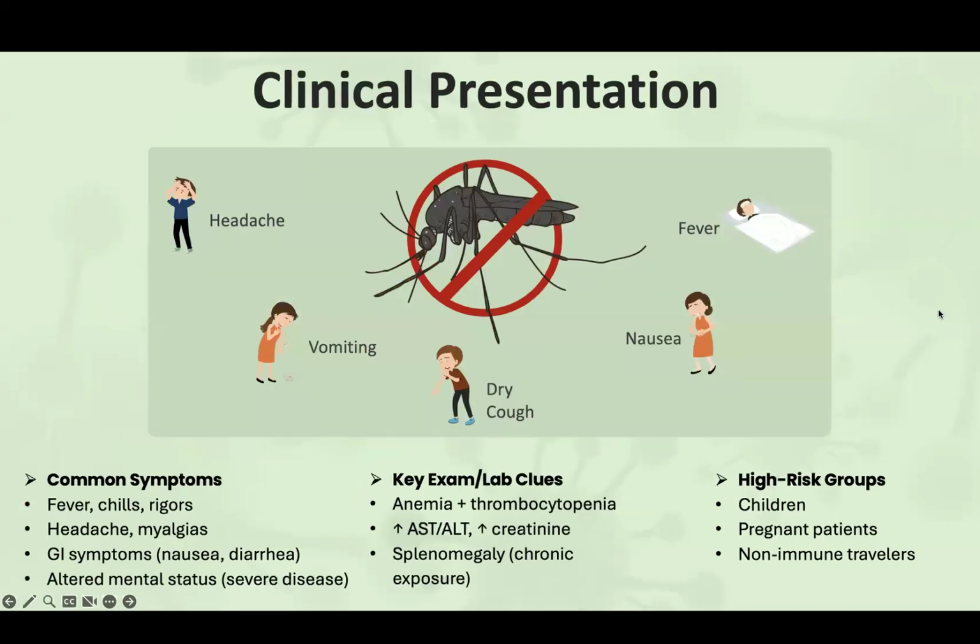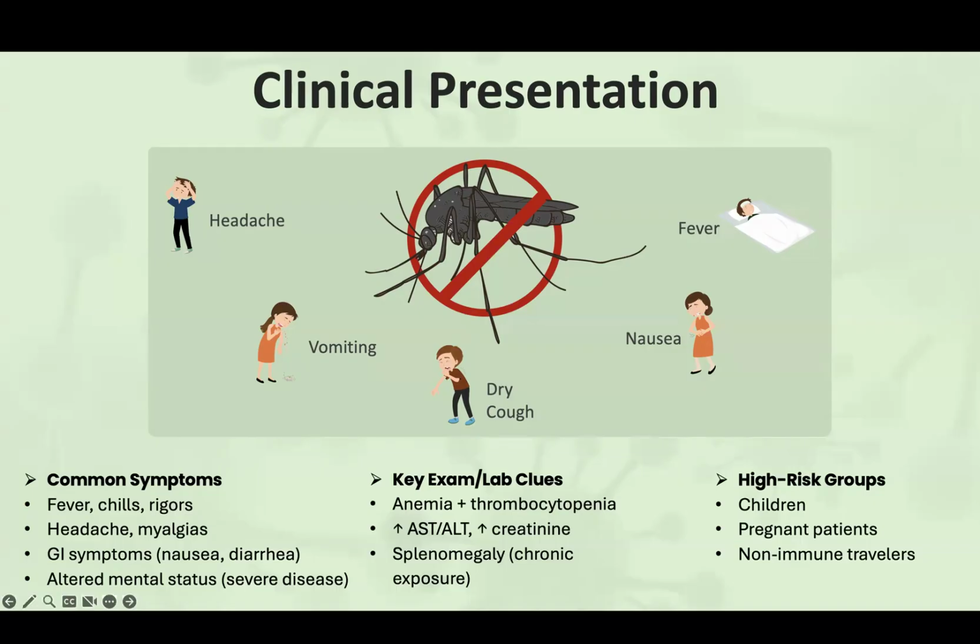Okay. This is the clinical presentation for malaria. Malaria often presents very non-specifically with fever, chills, headache, body aches, nausea, vomiting, and cough, which is why it's frequently misdiagnosed. Some lab clues that should raise suspicion include anemia and thrombocytopenia, which help distinguish malaria from viral infections, as well as elevated liver enzymes and creatinine and splenomegaly in chronic cases.